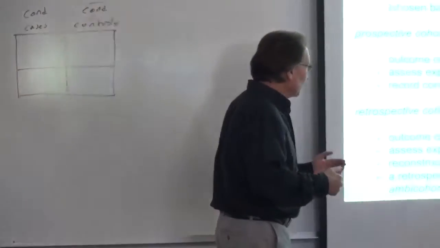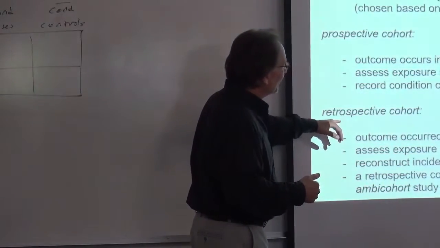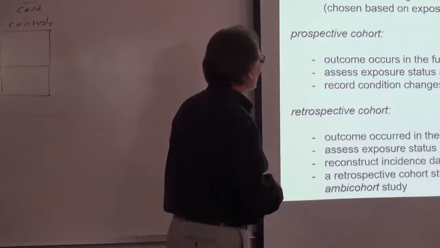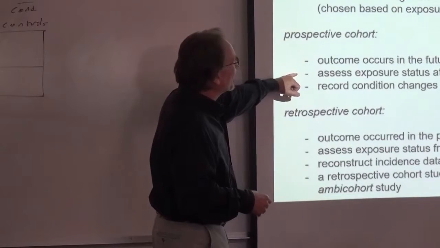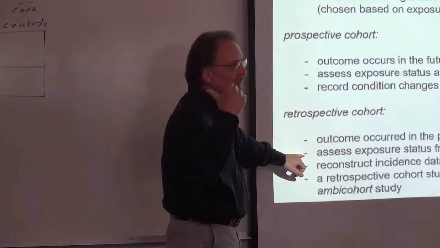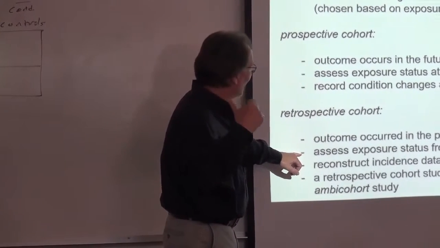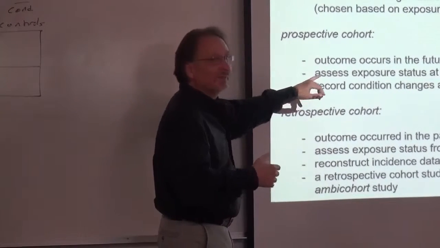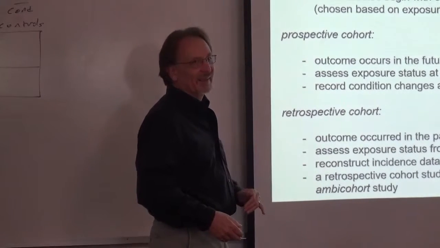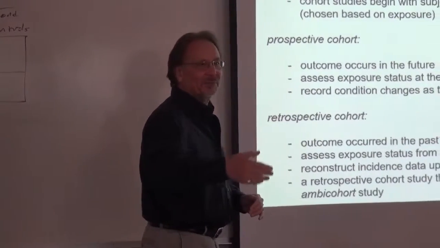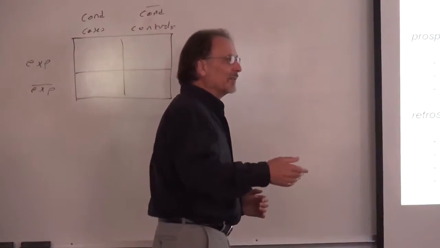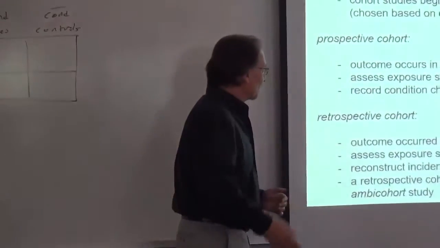So the outcome occurred in the past, everything was in the past, and I'm just looking at the data and reconstructing it. In the prospective design, the outcome occurs in the future, and I assess exposure at the time the study begins. Here I have to assess the status at some point, days, months, years ago, and then I record the condition as it occurs. I interview people. Here I have to reconstruct that incidence data. I have to look at my records periodically, every month, whatever makes sense for the latency of our disease, and follow it up to the present.